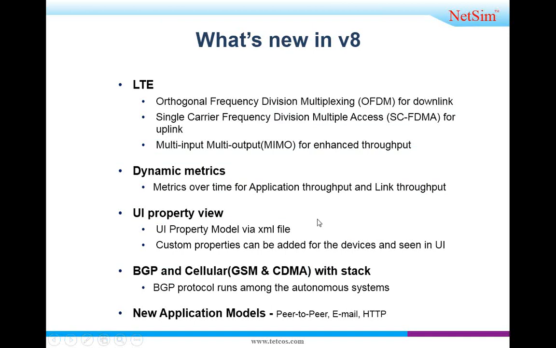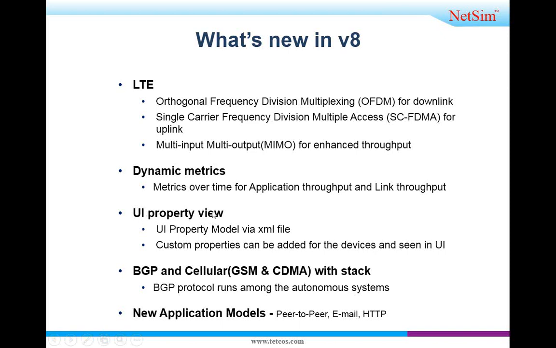Now what's new in V8? In version 8, some of the features have been upgraded, like LTE: OFDM for downlink, SC-FDMA for uplink, MIMO for enhanced throughput. In dynamic matrix, you can have the graphs of application throughput and link throughput. You can enable this dynamic matrix while running the simulation.